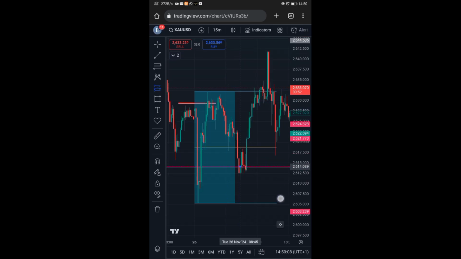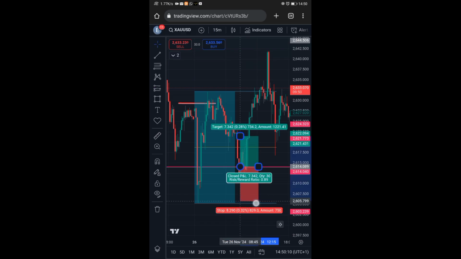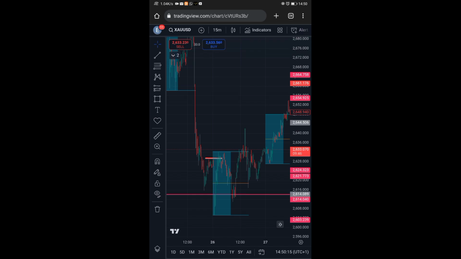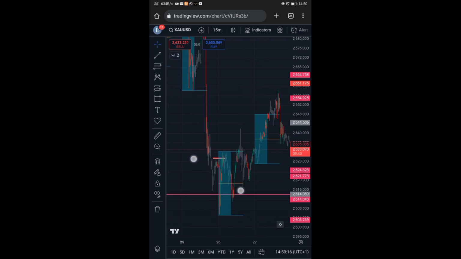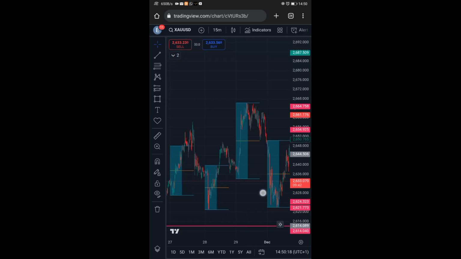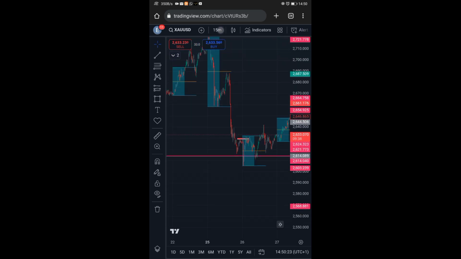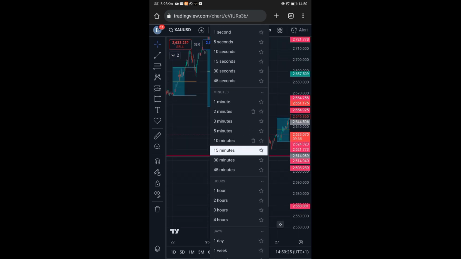As the market tapped into the zone, it rallied up to the upside. You can see the market kept rallying since then to the upside. So let's check out another example. That is the first example.